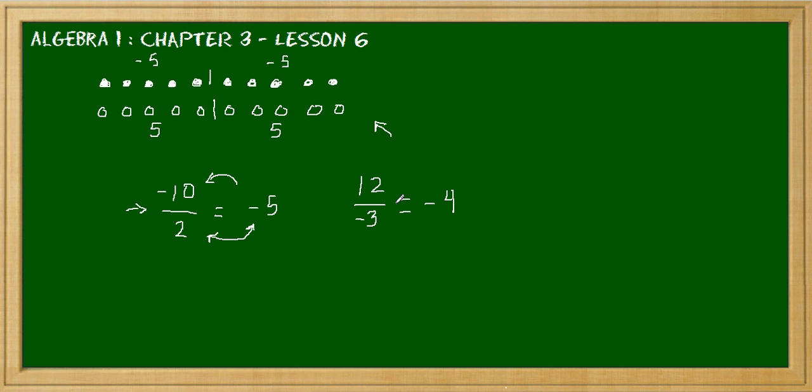Each of the two division problems that we have considered includes one negative number. Now, what happens when both numbers are negative? For example, what if negative 20 is divided by negative 4? So let's do that over here. Negative 20 divided by negative 4.